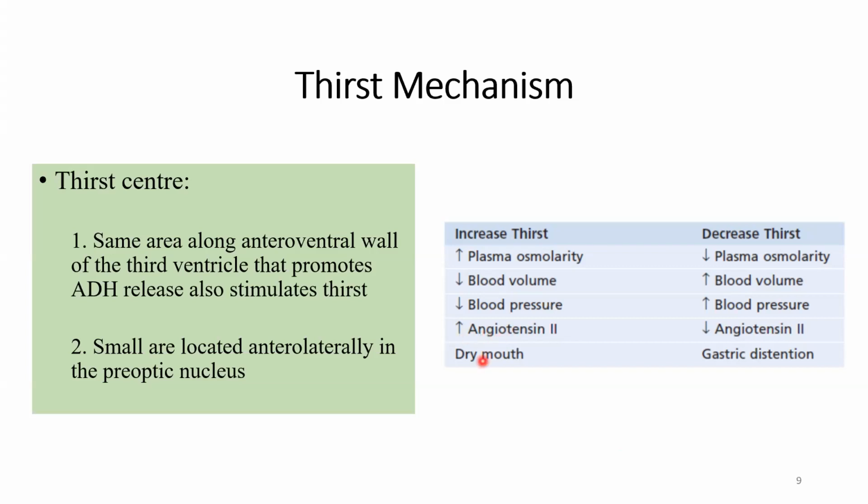Okay, this last thing is very important. Dry mouth is a trigger for thirst, and gastric distension is an inhibitor of thirst. Now, you must have felt a dry mouth sometimes in your life, and this is where we fast, or you're traveling, or the weather is extremely hot.